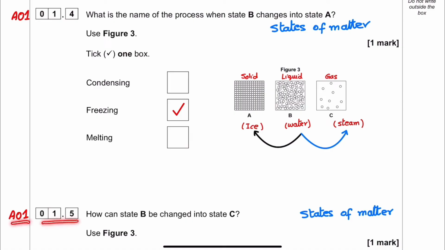1.5 is an AO1 question, and this question is again from the states of matter. How can state B be changed into state C? If you look back into figure number 3, we have liquid here. A liquid changes into gas form. What should be done so the state B can change into state C? As it changes from liquid to gas state, we need a heating or boiling process to change the liquid state into gas state. Let's see the model answer.